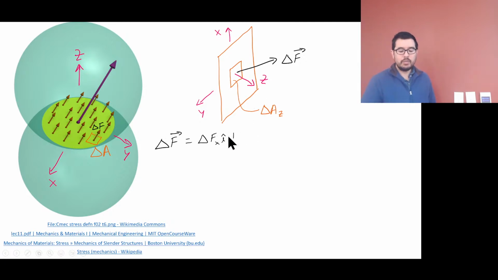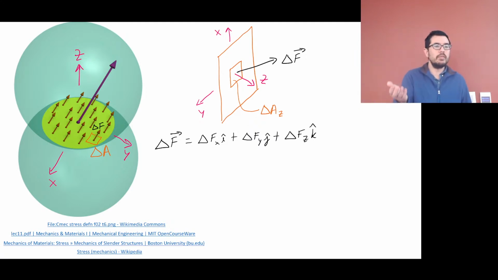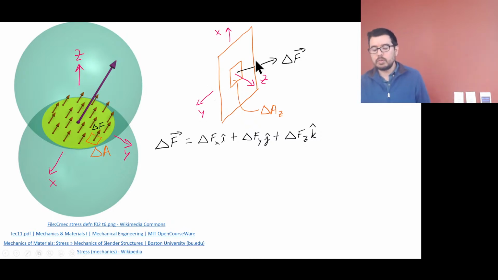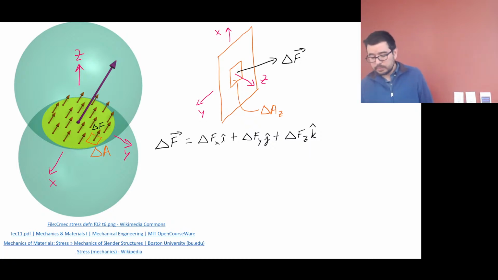If this vector, delta F, is in an arbitrary direction, I can still use Cartesian coordinates and break up that delta F vector into three components. That will give me this resultant force vector. In this case, we make it easy for ourselves: a component in the x direction, a component in the y direction, a component in the z direction. And I can map out the sum of these vectors to get the delta F.